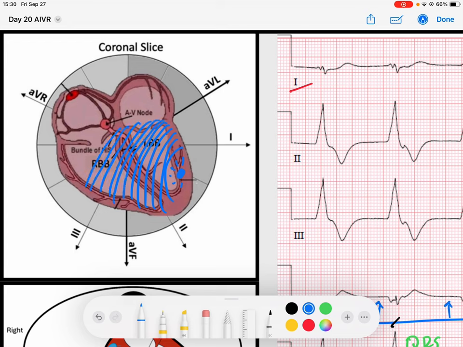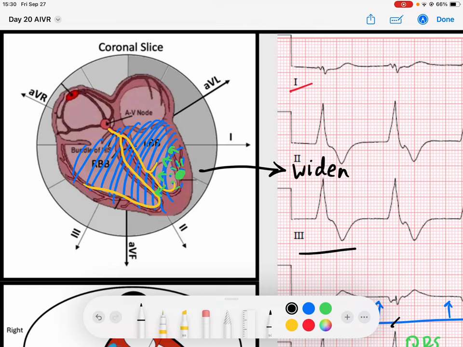Why is it so slow? Well, remember that usually signal goes down this nice His-Purkinje system, right? These rapidly conducting highway system of the ventricles. But that doesn't happen in a ventricular rhythm. And actually, when it fires off, it's got to go from gap junction to gap junction, cell to cell, and it takes forever. So that means that the QRS is going to take longer to occur. It's going to widen, right? Because remember, x-axis is time. So it's going to take more time.